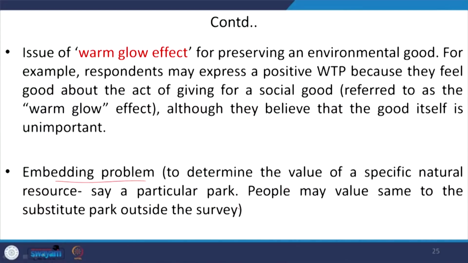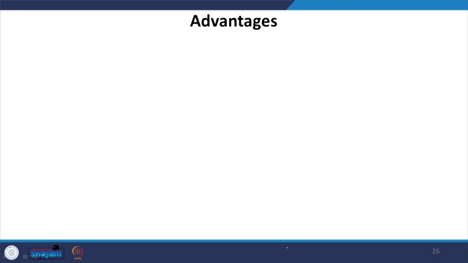So, if people think that this is the particular value for the park in question, they will also think the same value can be assigned to the other parks. That is what is known as the embedding problem. So, here we can say the people may value the substitute parks, which are outside the survey, the same. Which may not be true, because these are context specific and situation specific.